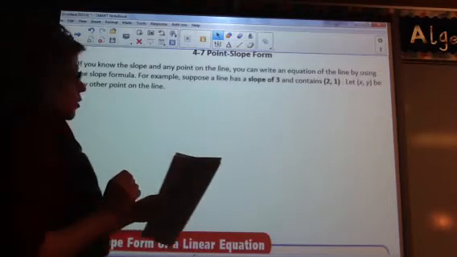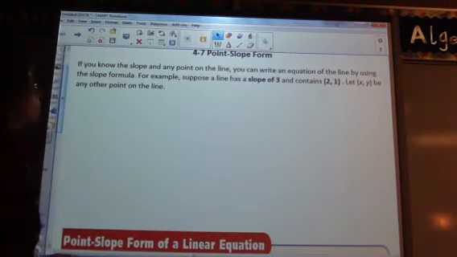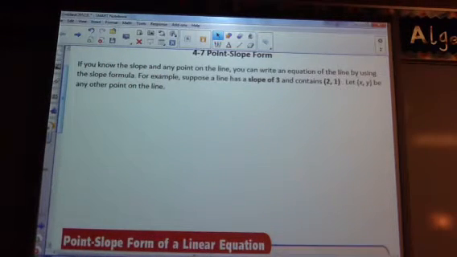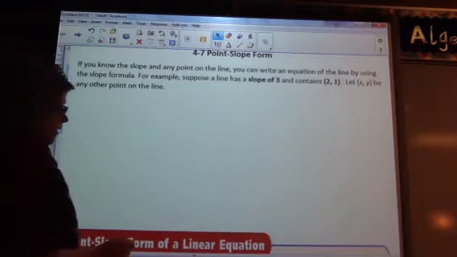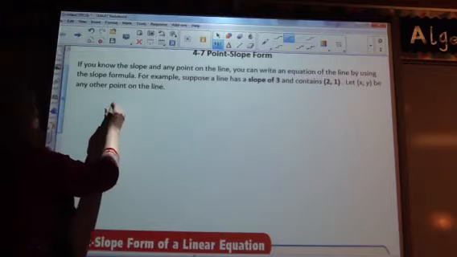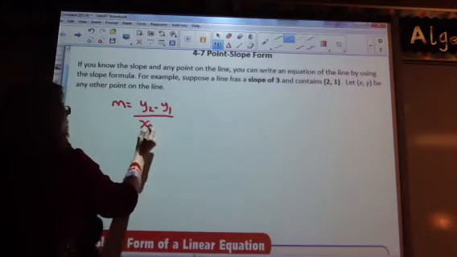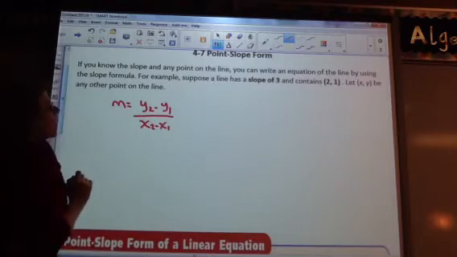Okay, class, today we're going to do section 7 of unit 4, and we're going to talk about our point slope form. If you know the slope at any point on a line, you can write an equation of the line using the slope formula. Our slope formula, remember, is the difference in our y values divided by the difference in our x values.